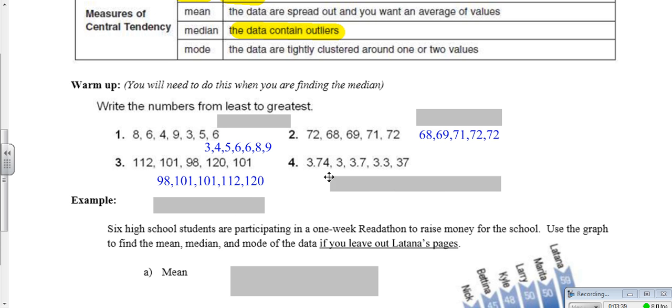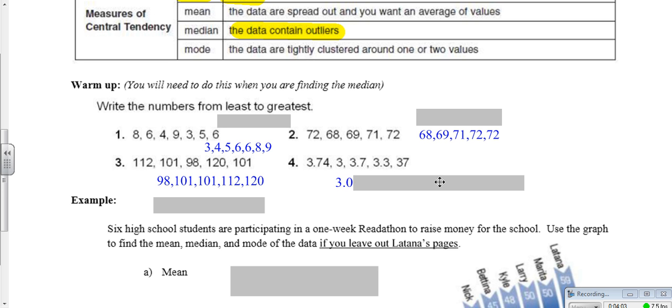Now notice this one has decimals. So to really compare decimals, you want to make sure that you look at the number that has the most decimals. In this case, it's 3.74. And then do the same for every number present. Make sure they have two decimal places. So 3 would be 3.00, 3.7 would be 3.70, 3.30, and then 37.00.